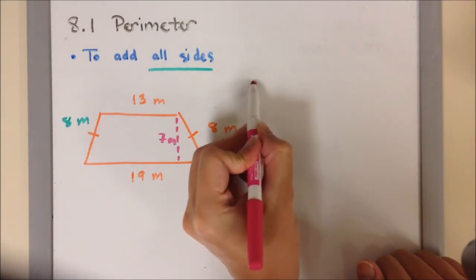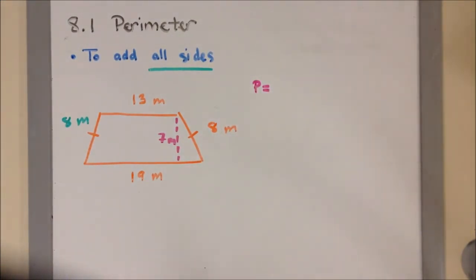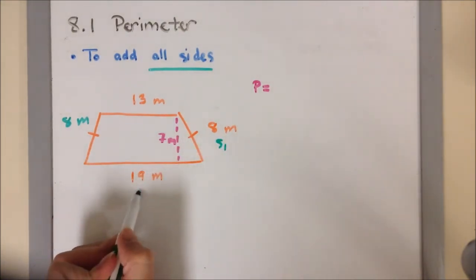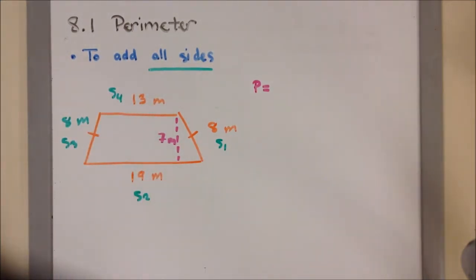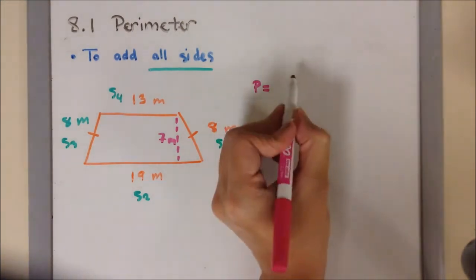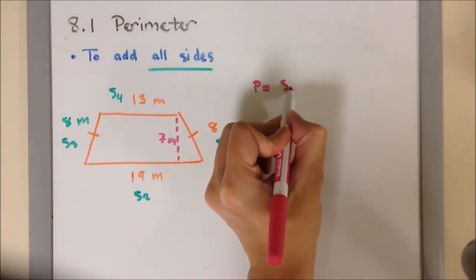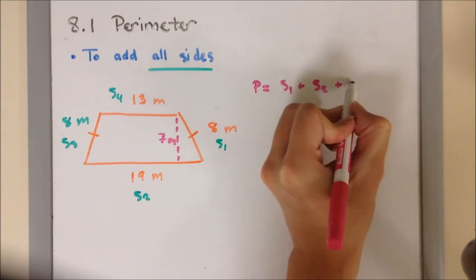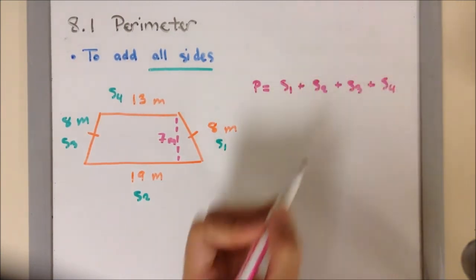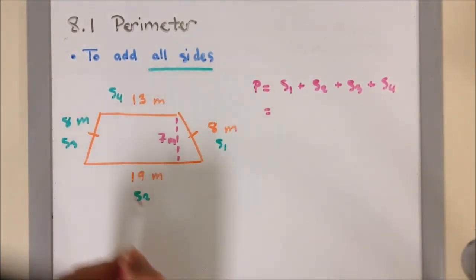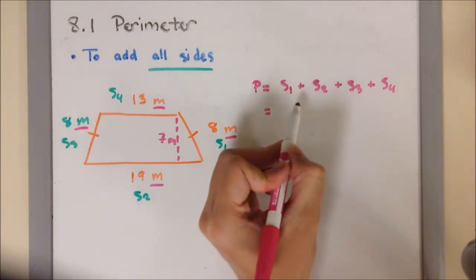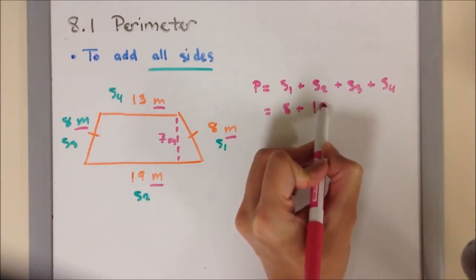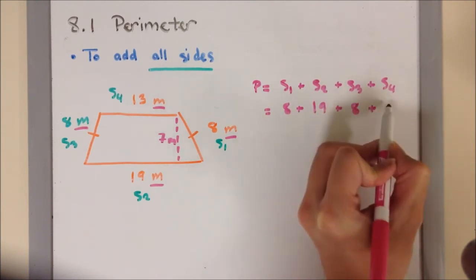So P for perimeter. Now before I do that, I'm going to label all my sides. Again, I'm just doing the sides, not the height. So S1, S2, S3, and S4. Again, the order does not matter as long as you label it correctly. So, I have S1, S2, S3, S4. That means S1 plus S2 plus S3 plus S4. Again, I'm just going to worry about the numbers and make sure to have my correct units at the end. S1 is 8, S2 is 19, S3 is also 8, and S4 is 13.